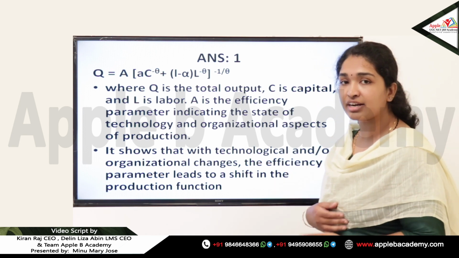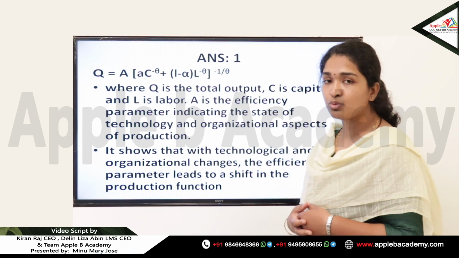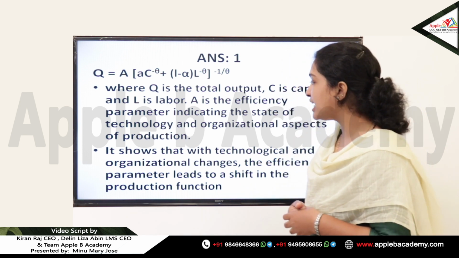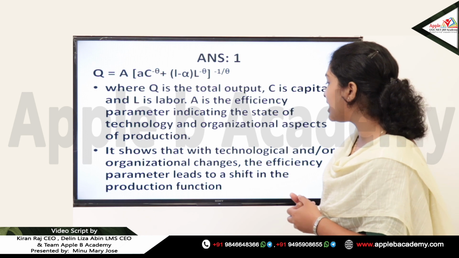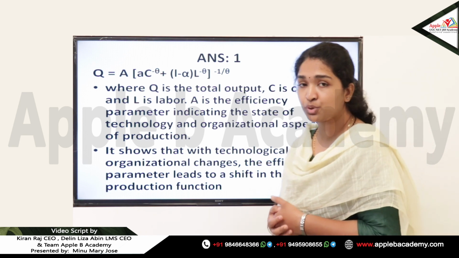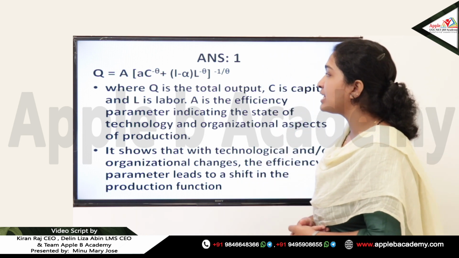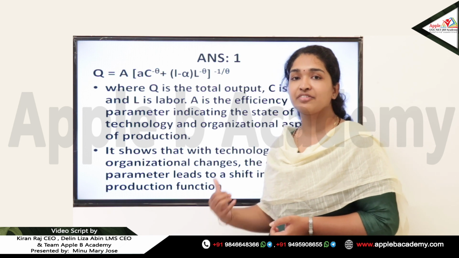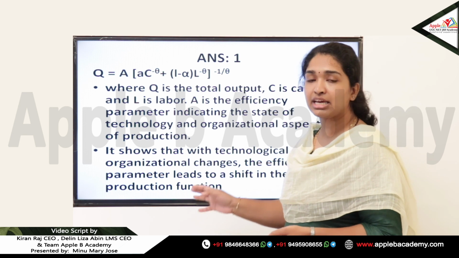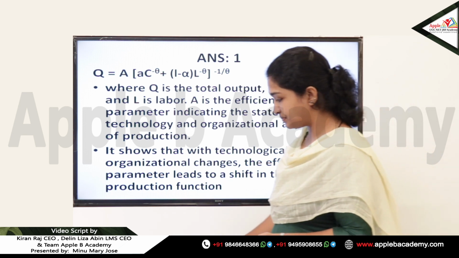of production. The factors other than capital and labor that can affect the quantity of output are shown through A, and we can see that with technological or organizational changes, the efficiency parameter leads to a shift in the production function. So the factors that directly affect the output are capital and labor, but the importance of A, the efficiency parameter, is that any changes that take place in this efficiency parameter can lead to a shift in the production function.